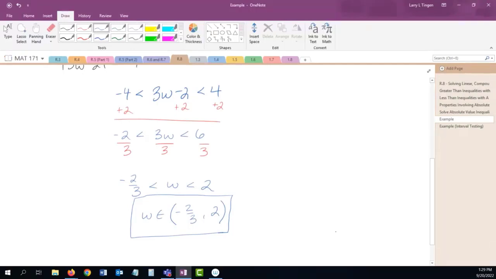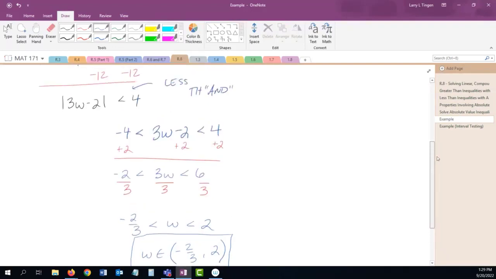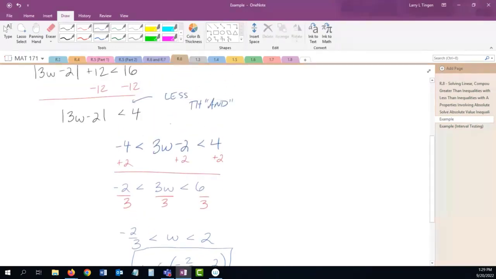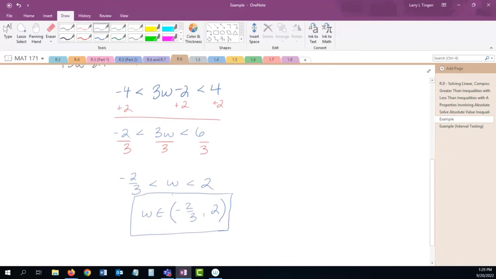As long as you can get your absolute value isolated, get it to the less than situation or the greater than situation. And then remember, the parentheses indicate the endpoints are not included in the solution set. So that means negative 2/3 is not allowed and 2 is not allowed, but everything between those two is allowed.